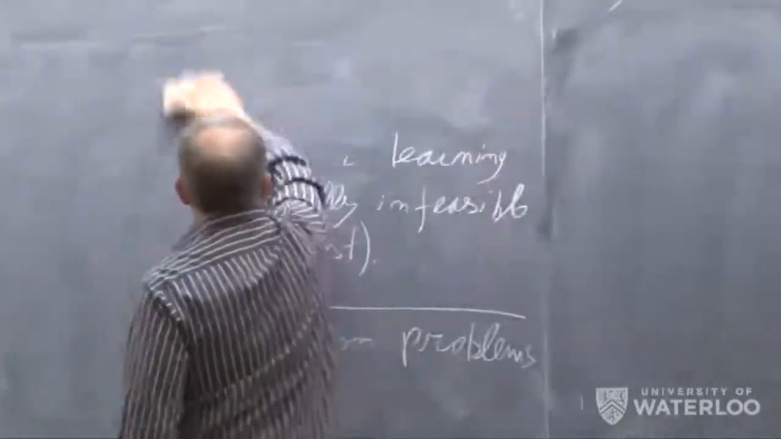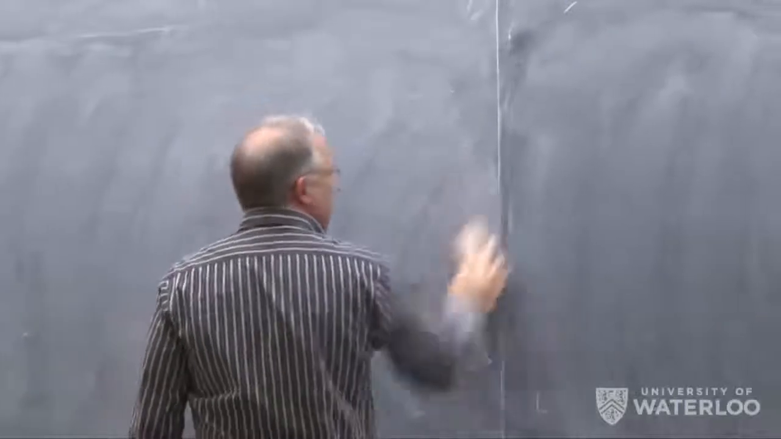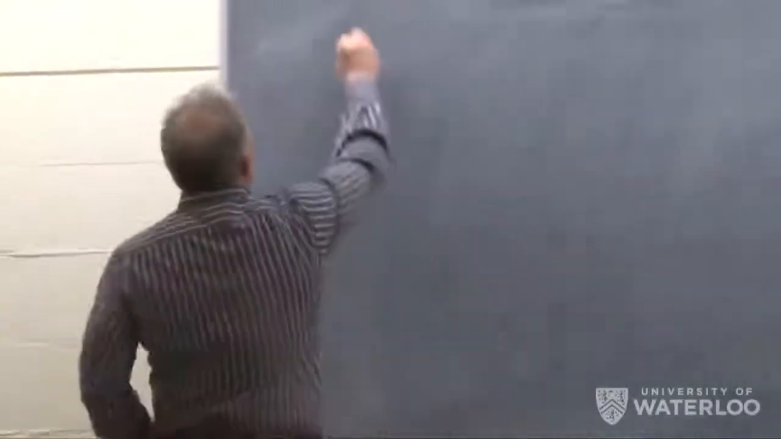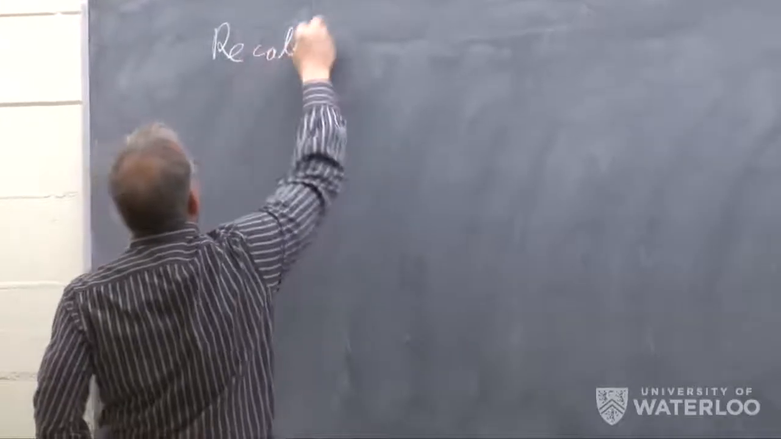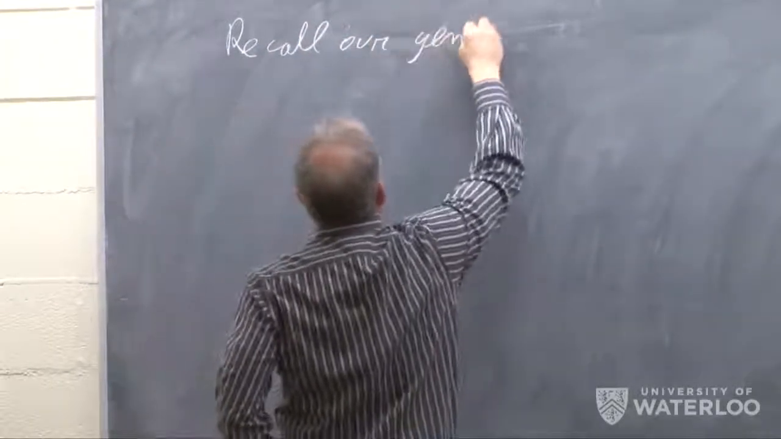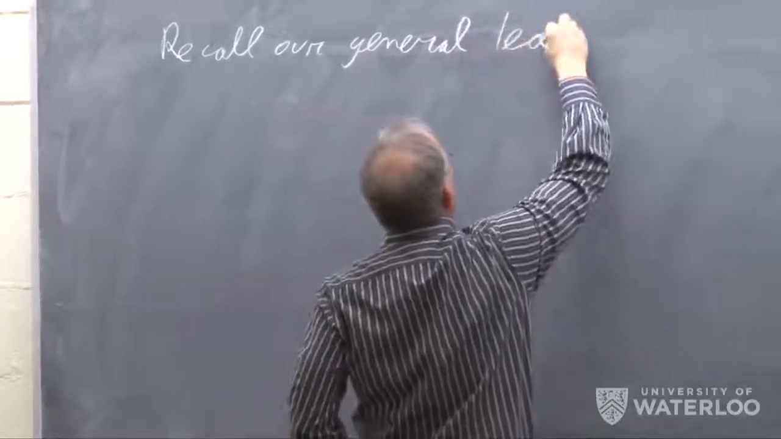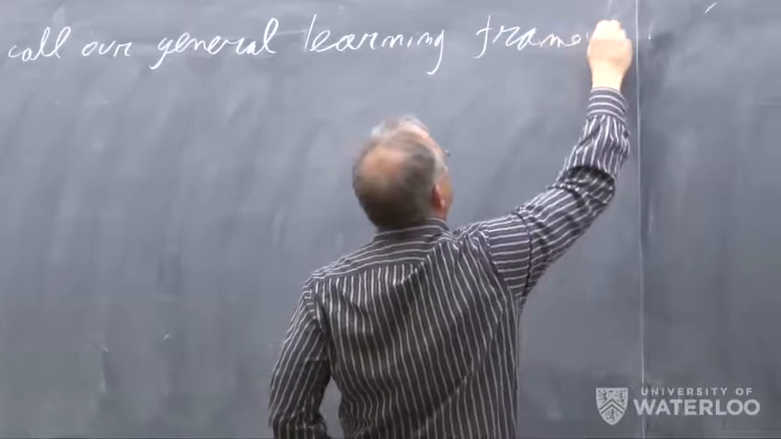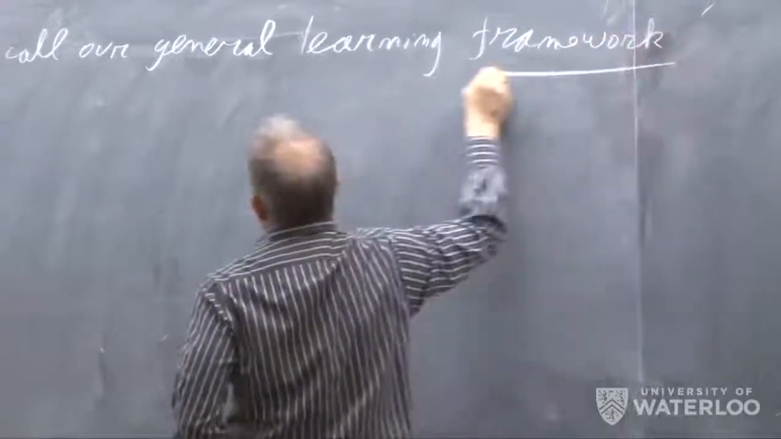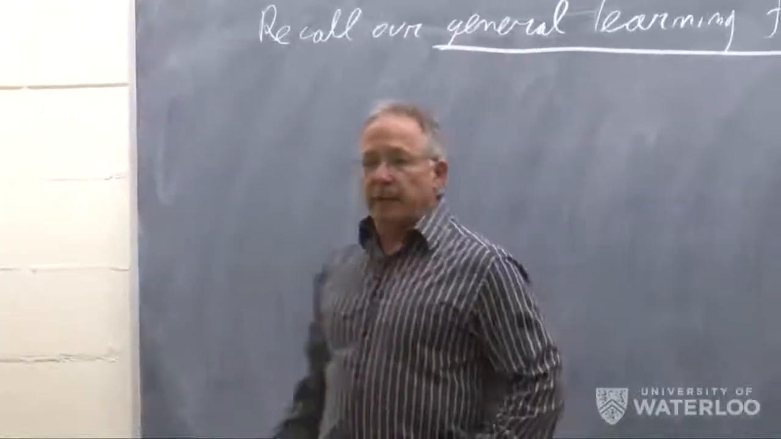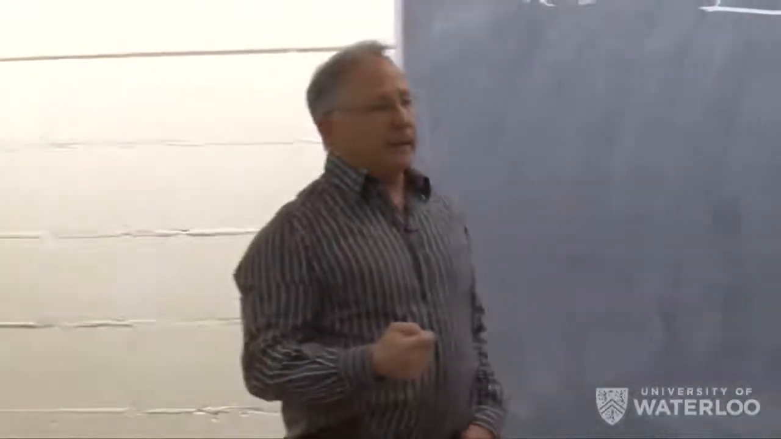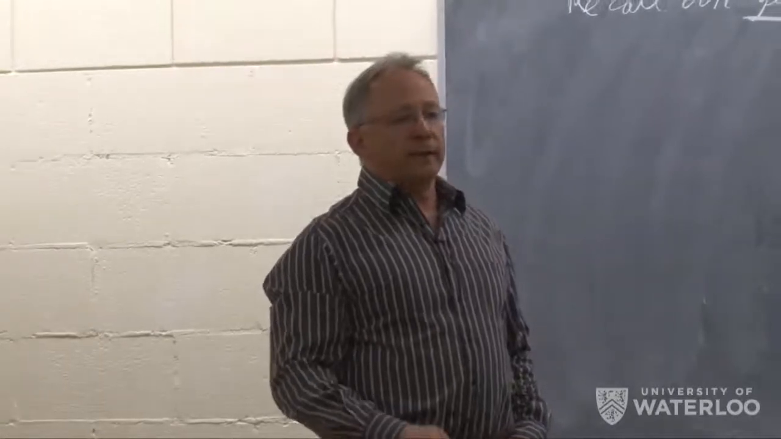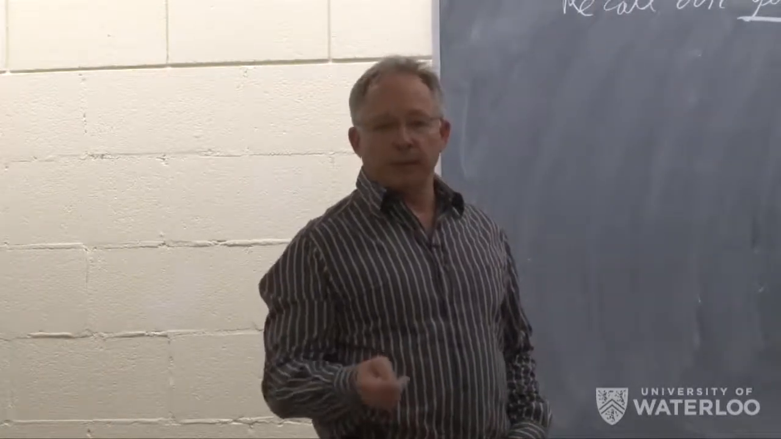So if we want to connect it to learning problems, we have to recall what is a general definition of a learning problem. So just recall our general learning framework. And what do I mean by general learning framework? This is not necessarily learning a classifier with a counting number of errors, but it could be more general.